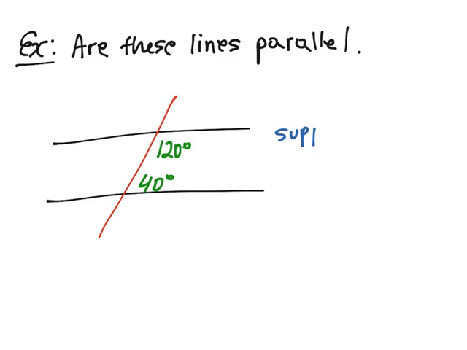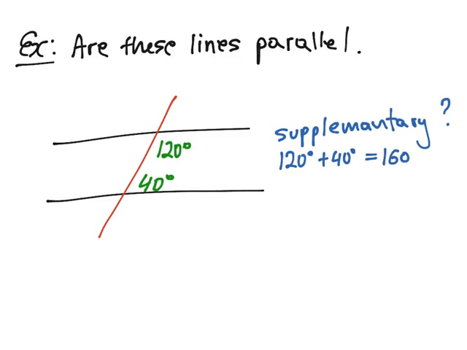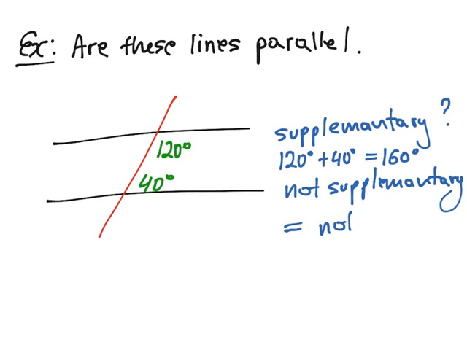So do they add up to 180? Well, let's add them up. 120 plus 40 adds up to 160. Since they are not supplementary, therefore it means that it is not parallel. And that's the solution. If they would add up to 180, then they would constitute supplementary angles, and therefore the two lines would be parallel. So the lines are not parallel because of this.